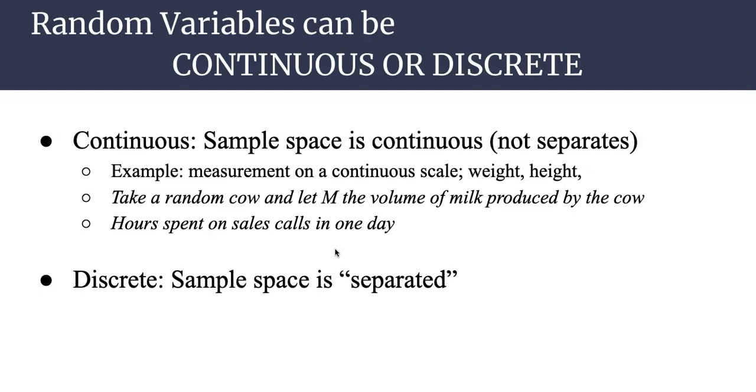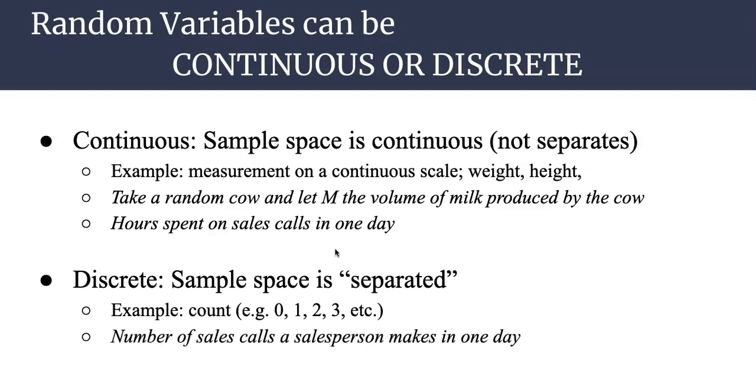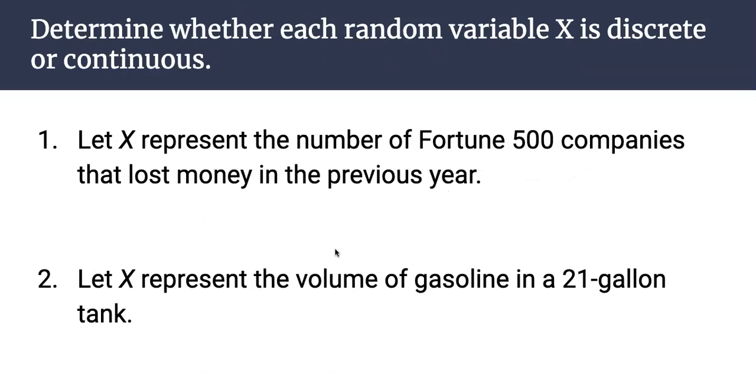Sample space is separated. So, for example, the counts, anything like 0, 1, 2, 3, like the number of sales calls a salesperson makes in a day. Either he makes 10 calls, 12 calls, 11 calls. We're not going to say he's going to make 11.75 calls. Another example, the number of fish caught on a fishing trip. We're not going to say 7.5 fish just because you almost caught it. We're going to say 7 fish or 8 fish or 9 fish. So those are examples of discrete random variables.